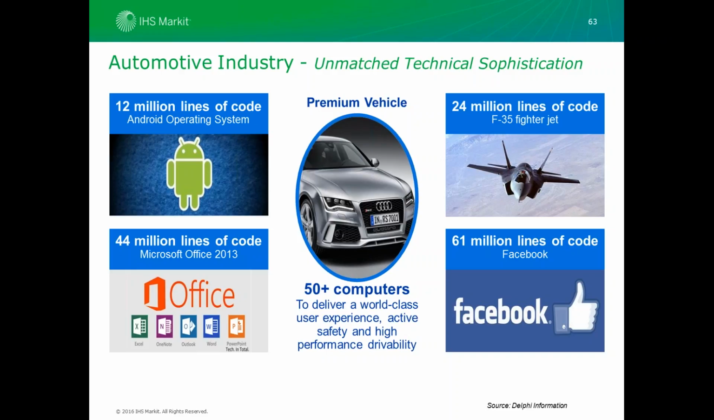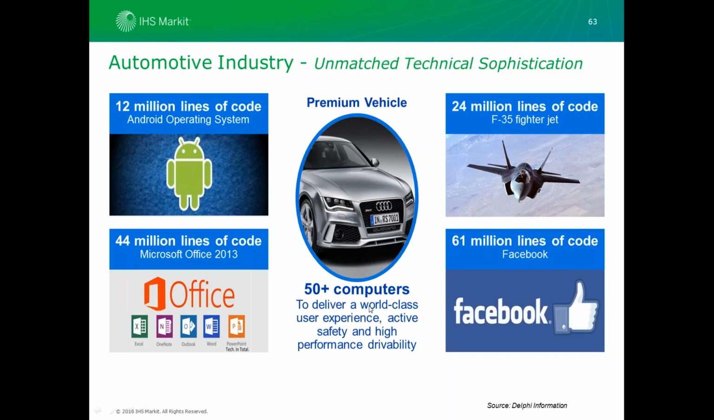A lot of times, the aftermarket, the automotive industry, gets a knock for not being on the cutting edge of technology. But you can see these different industries, different types of software. Look at the F-35 fighter jet, runs on 24 million lines of code. Facebook takes 61 million lines of code to run.